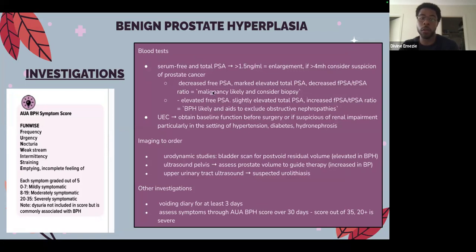So decreased free PSA, meaning a decreased ratio between free and total PSA, is more indicative of malignancy, so we will want to biopsy even more. If you have high free PSA and an increased ratio toward normal, then we're thinking more BPH.